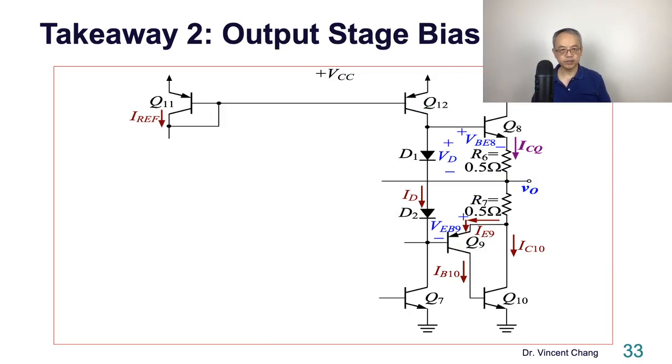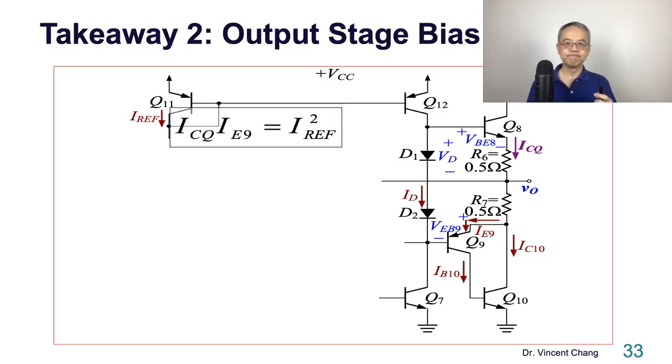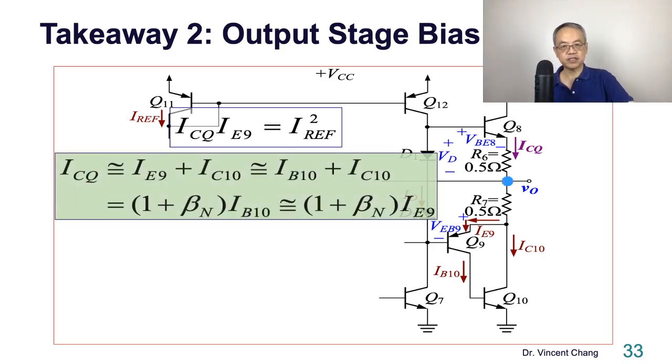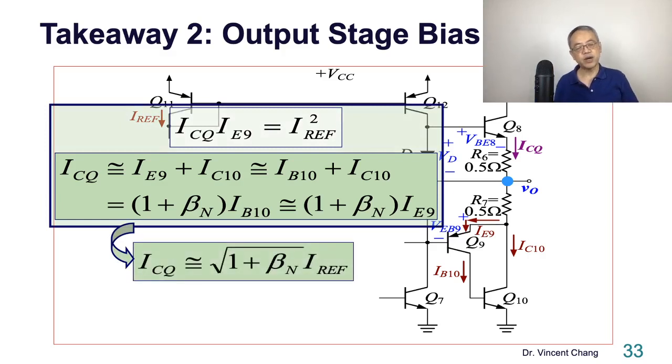The second takeaway, try to solve. You learn this, right? Try to solve this class AB output stage, the bias. You can start with this, connecting, remember the green loop, right? The 2 VD equals 2 VBE, VBE plus VEB. And you will get this. And also the output node, you will get the next one. So starting with the blue node, you will get this one, and solve these two simultaneously. If beta is 100, then the quiescent current is 10 times the reference current.